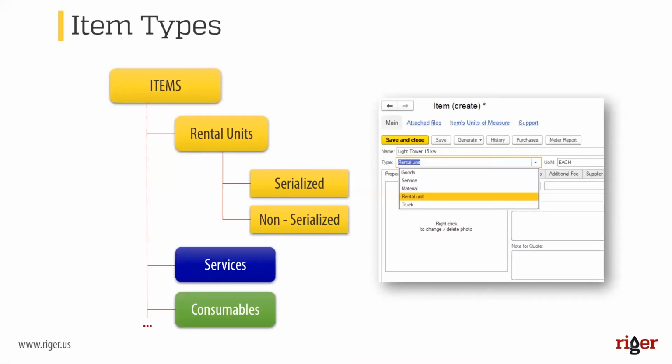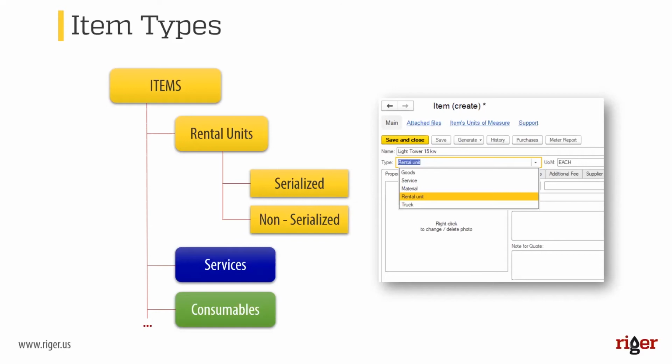And the first thing where rental fleet management starts is the types of item. RigER provides a few basic types to manage all your inventory. The first and main one is a rental unit, and it can be of two types, serialized or non-serialized. So what's the difference? When a rental unit is serialized, it has a unit number and it's tracked by each unit number. So every single movement, deployment, and return from the job is tracked by the unit number. The non-serialized are tracked only by the quantity in your RigER inventory.